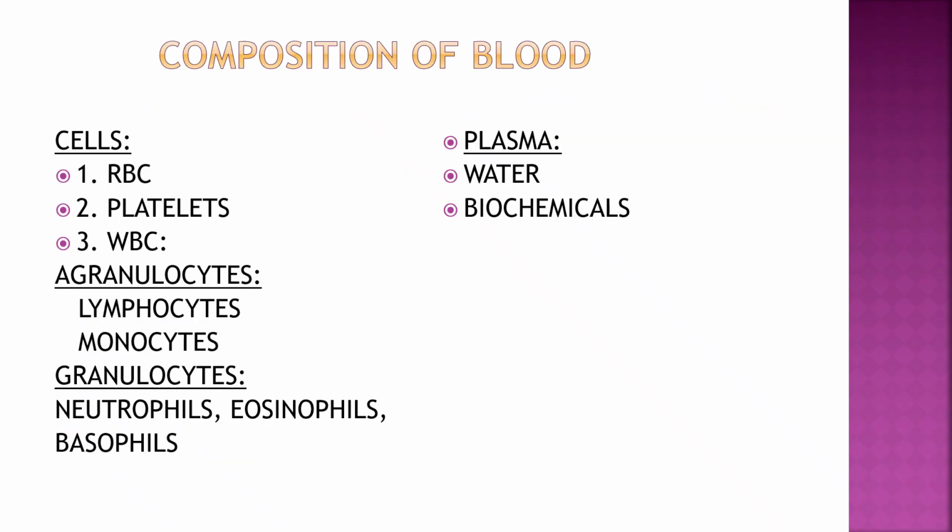So, composition of blood. It is mainly of two things. The liquid portion is called plasma and the solid portion is called cells. Cells are of three types: RBC, platelets and WBC. Red blood corpuscles, also called RBC or erythrocytes; platelets are also called thrombocytes; and white blood cells are also called leukocytes.